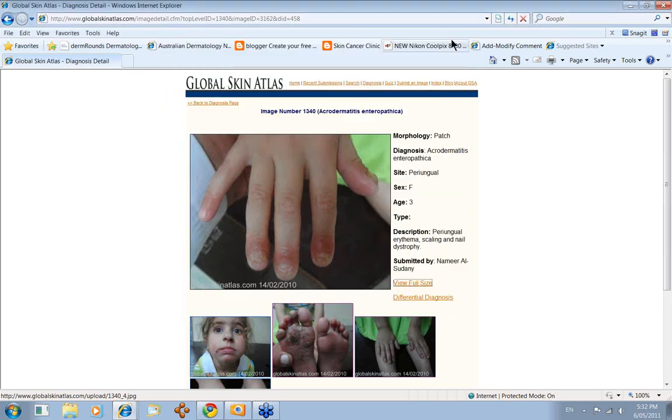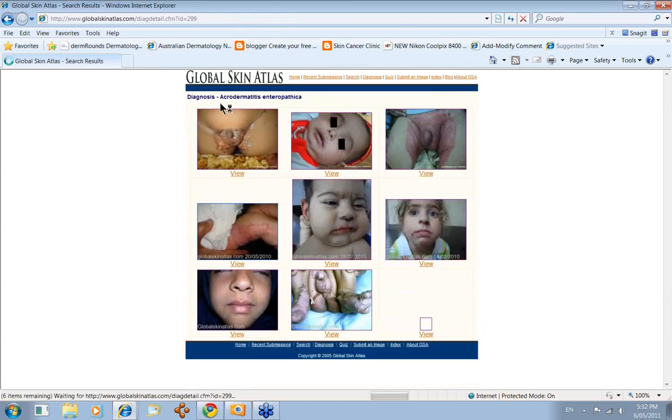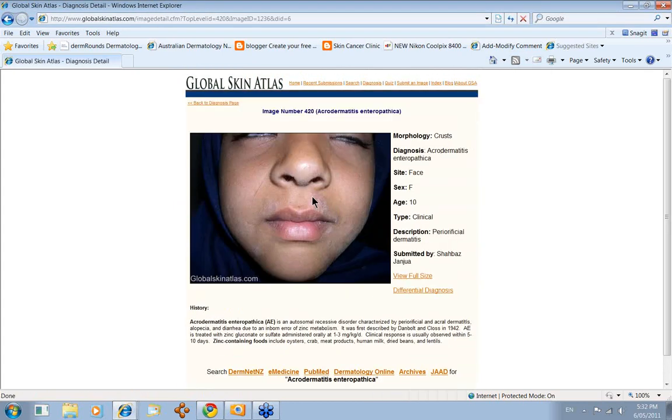So it's a bit more subtle in older children like this, and then more subtle still if it's not diagnosed until a bit later in life, where it can present just with a rash like this. Now that's a much more subtle perioral dermatitis-like picture. And it would be very difficult, I think, to make a clinical diagnosis, at least difficult for me, I can tell you, of acrodermatitis enteropathica on this.